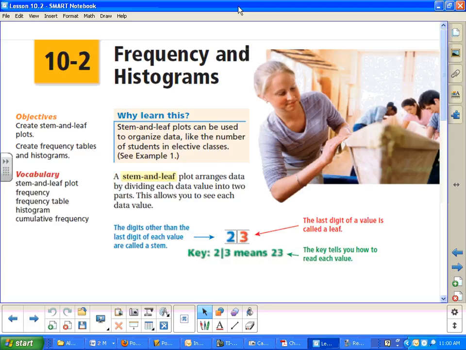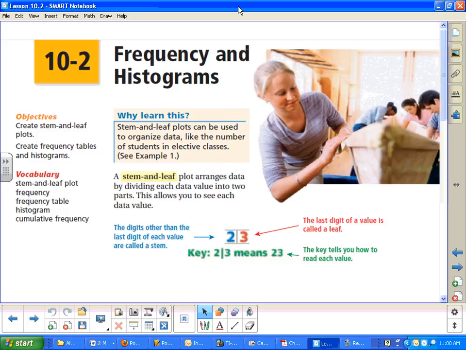So we're going to talk about frequency and histograms today. Okay, how many of you know what a histogram is? Nobody knows what a histogram is? It kind of looks like a bar graph, doesn't it? Okay, but it's not exactly. So, all right, we're going to go through and look at stem and leaf plots. Anybody remember stem and leaf plots? Okay. All right, and frequency tables.